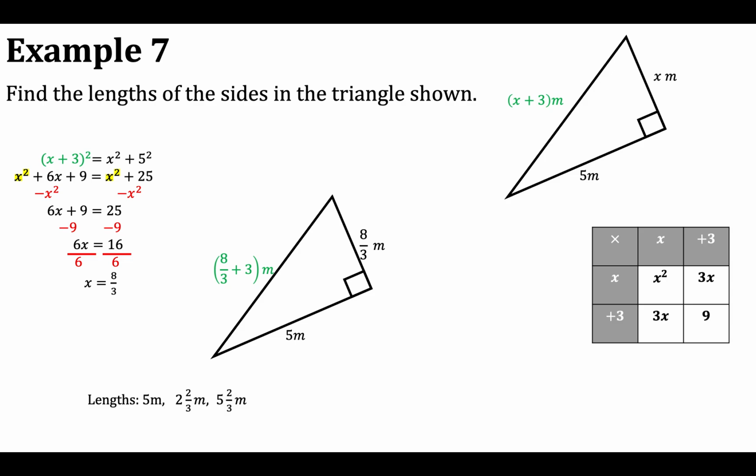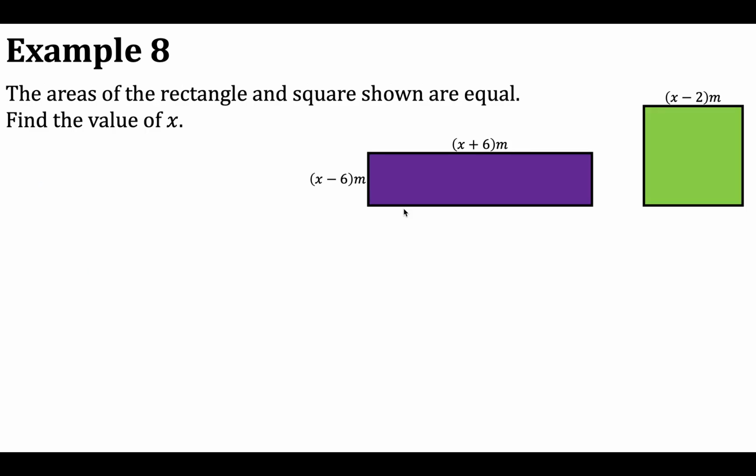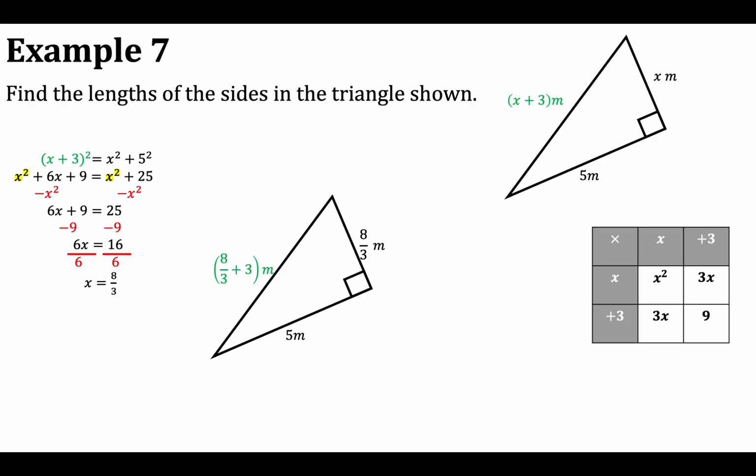So if we then just look at that, we can convert all of those to improper fractions. I suppose in this case, because we're dealing with lengths, it is slightly unusual that we are using improper fractions at this stage. So we might want to convert these into mixed numbers. So our lengths would be 5, our 8 thirds is the same as 2 and 2 thirds, and our 8 thirds plus 3 is the same as 5 and 2 thirds. And all of those lengths are in metres, and those are our final answers there.